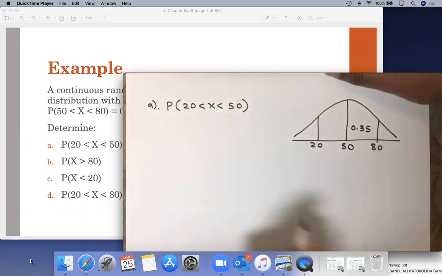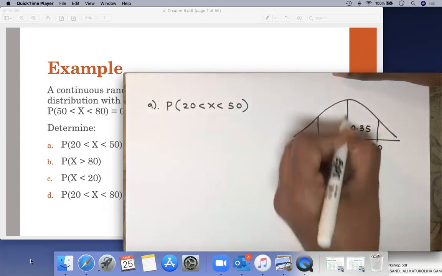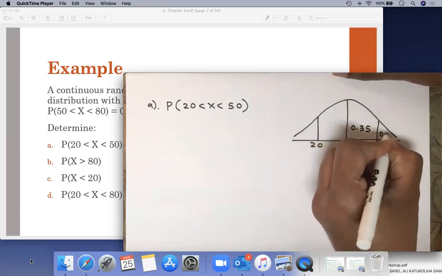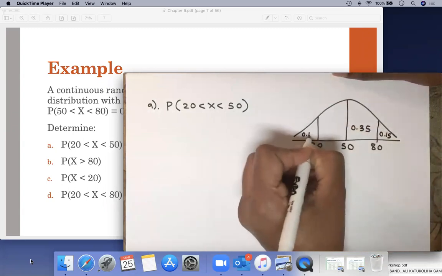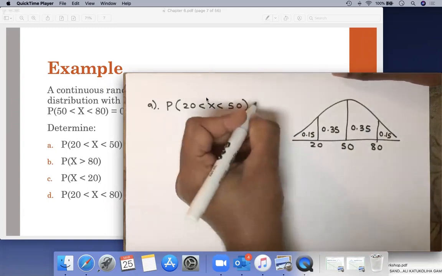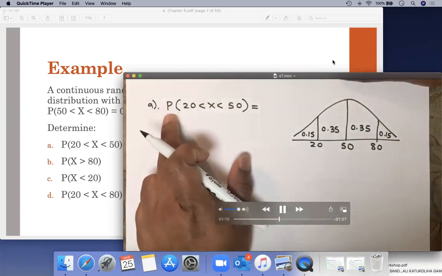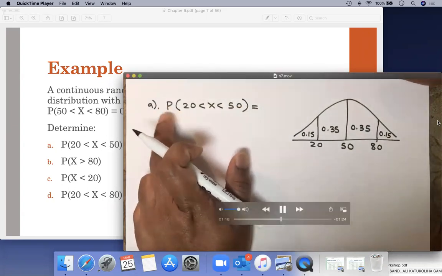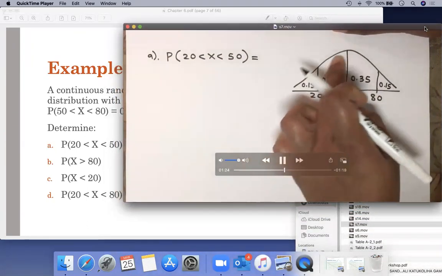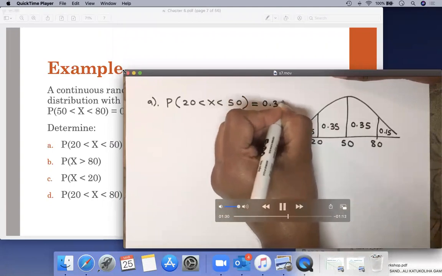This is a symmetric one, so you know the value of half. It's 0.5. This side also it's 0.5. So if you know it's 0.35, that means this small area is 0.15. Same will be on this side. Why? Because this is a symmetric one. Now we have all the areas, so now you can find the values. Probability means the corresponding area. So x values in between 20 and 50, you have to find this area. You can see it's 0.35.